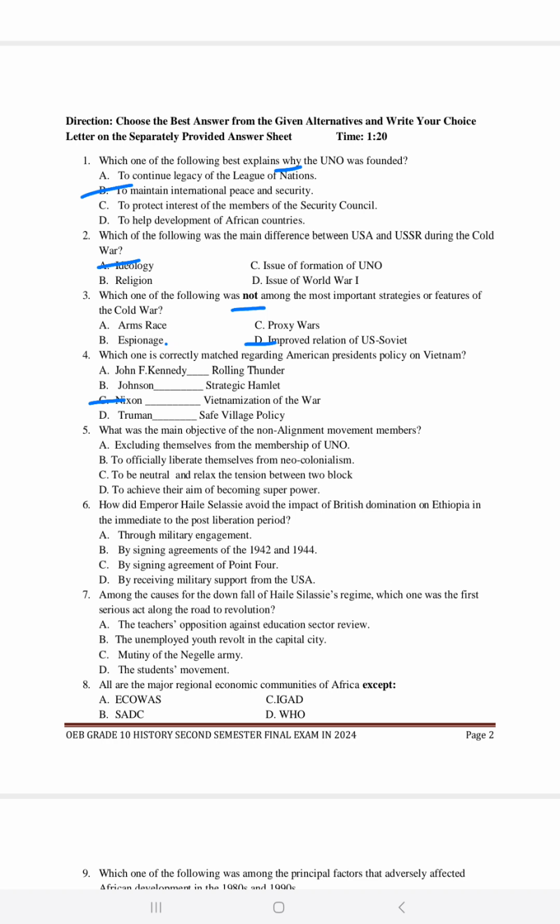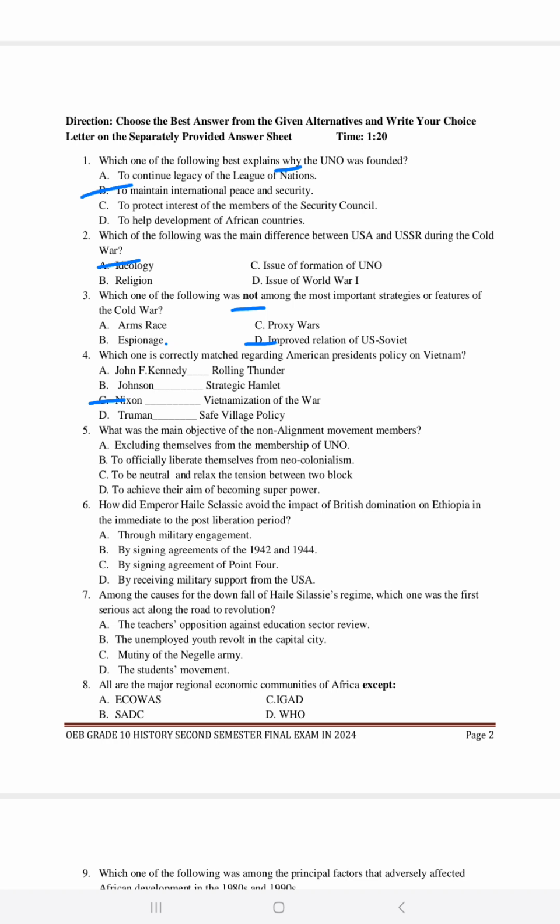Question number 5. What was the main objective of non-aligned movement members? Non-aligned movement, when you say, during the Cold War, different countries established an international organization that is free from the capitalist, America, and also the Soviets, from Russia.